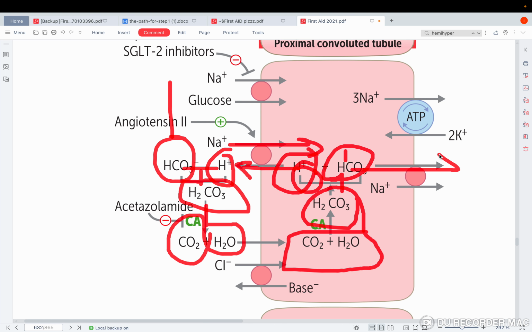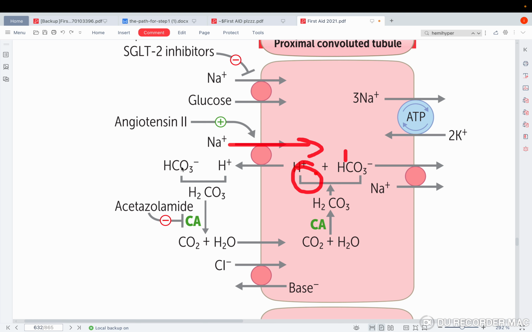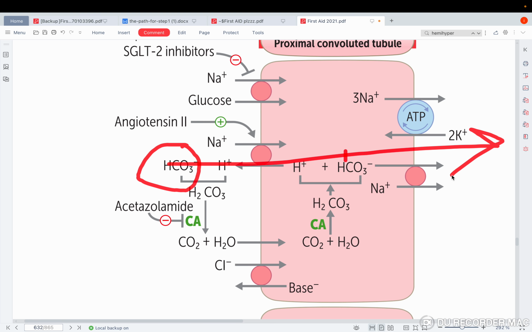The bicarbonate was sucked inside of the body. So this whole process, in short, moved the bicarbonate from the lumen to the blood. So this whole process that happened here, the movement out of the H, led to reabsorption of the bicarbonate. Is that leading to alkalosis or acidosis of the blood?